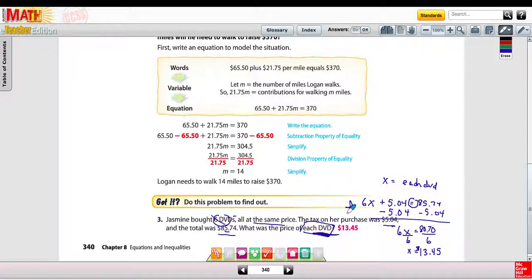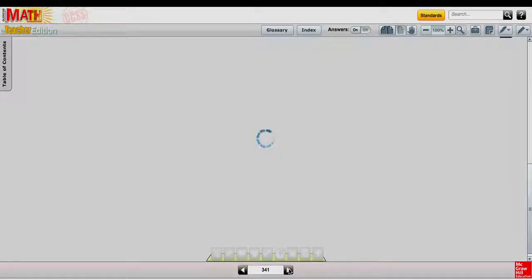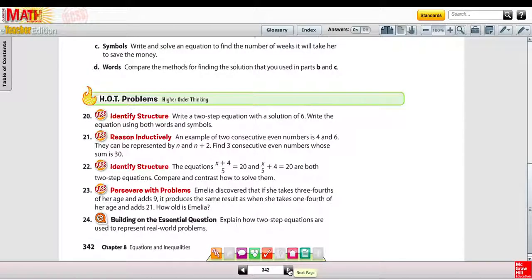This is what I want to see on your paper. If you expect to use calculators, then I will expect to see your work shown. You can always use your calculator to double check your work. Okay? And on this particular lesson, I wanted you to look at the hot problem on page 342, number 22. And it gives you two different equations there, and just to analyze those and see how they're different.